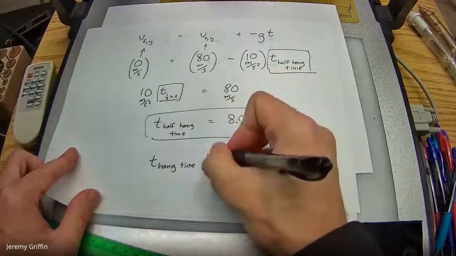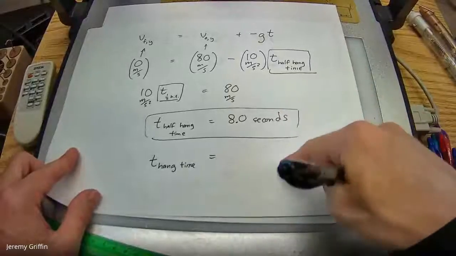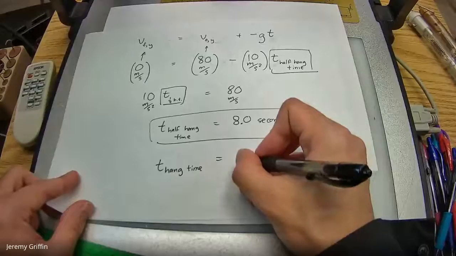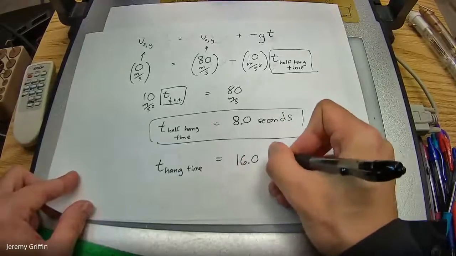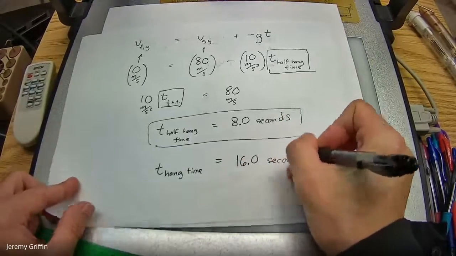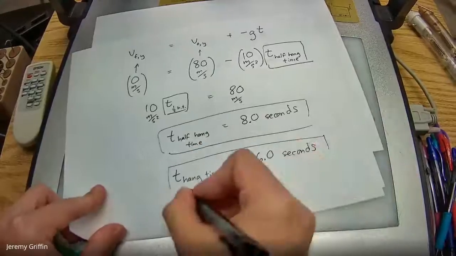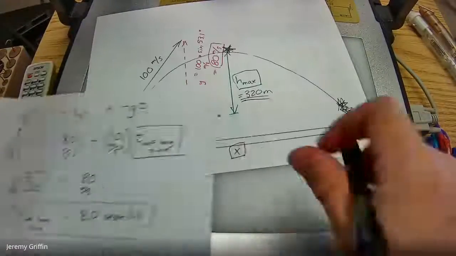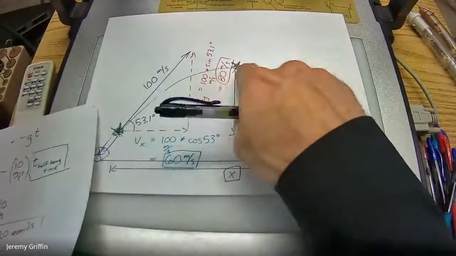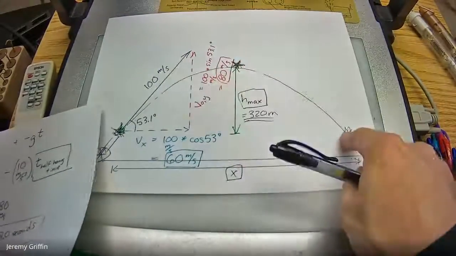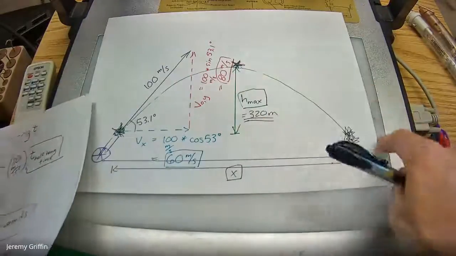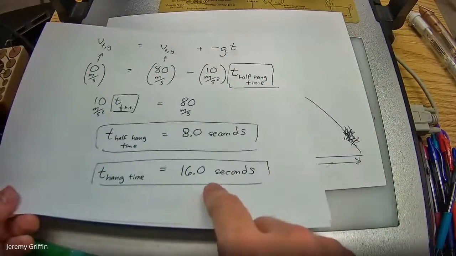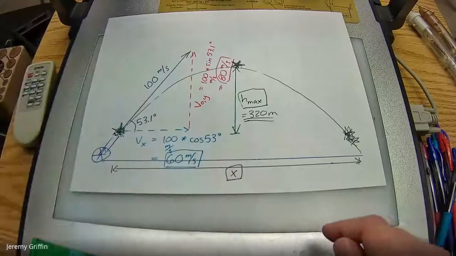All right, so if we want the total hang time, so full hang time, isn't it just this times 2? So 16 seconds. Is that okay? All right, you guys good? So this cannonball took 8 seconds to reach the top. Therefore, by symmetry, it would take another 8 seconds to fall back down, and the full hang time is 16 seconds. It was in the air for 16 seconds.